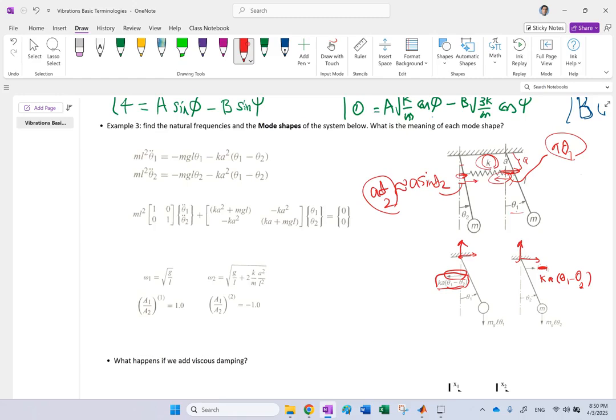And here it says mgL theta 1. That's not really correct. That's just mg, m times g. And in this case, they are both m. So now you can take moments about these 2 points, O1 and O2.